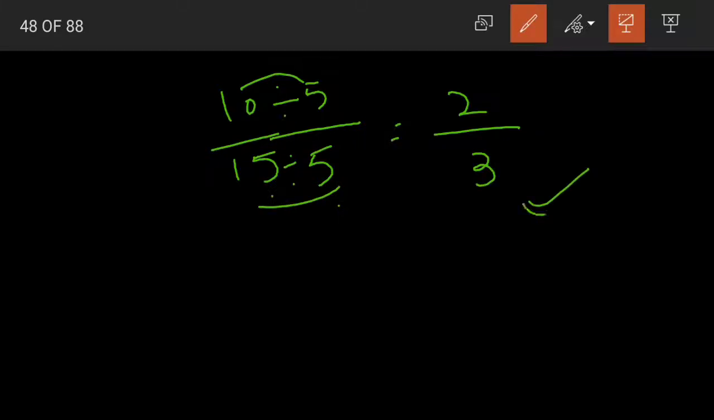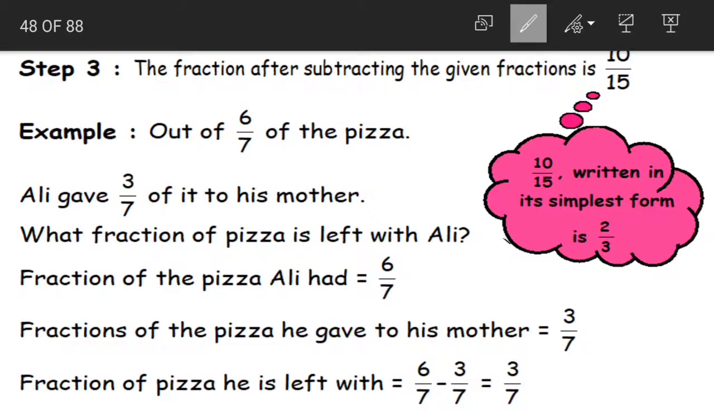a fraction which is not in its simplest form. 10 and 15 both have 5 as their common factor. So I want to reduce it to the simplest form by dividing the numerator and denominator by 5. That is their highest common factor. Yes, 10 divided by 5, 2. 15 divided by 5, 3. So 2 by 3 becomes the simplest form of our difference, that is 10 by 15. The final answer, what is it, children? 2 by 3 will become our final answer.